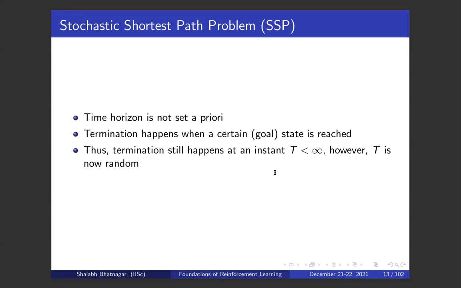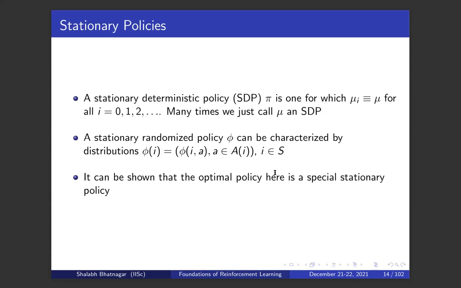So termination happens when you reach that set, and quite obviously, because the process evolution is random, on different trajectories you will hit the goal state at different times. So in general, you cannot specify precisely when that goal state will be reached. But under some conditions you can assume that the goal state will be reached in a finite time, even though the time is random. So in this situation, it makes sense to talk about what we call stationary policies. There are two ways in which one can specify a stationary policy.